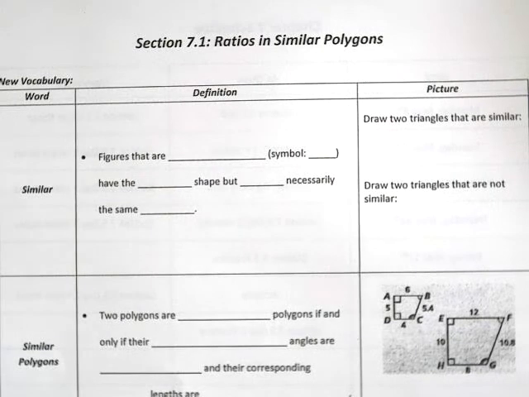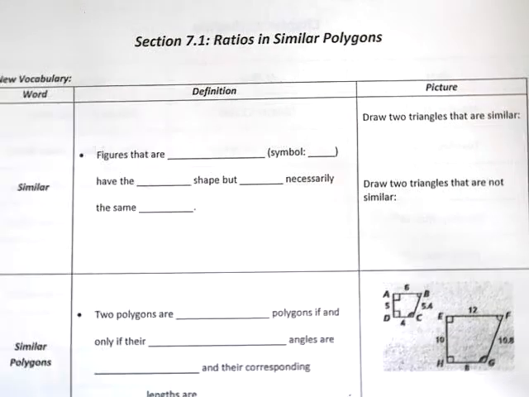Ladies and gentlemen, welcome to your last unit. Unit 7, Chapter 7, Similar Polygons. Similarity. Alright? So, this idea of similarity, it's kind of tied to congruency, but there are some definite differences, and that's what we are going to explore today.